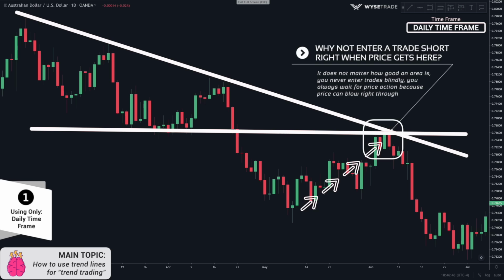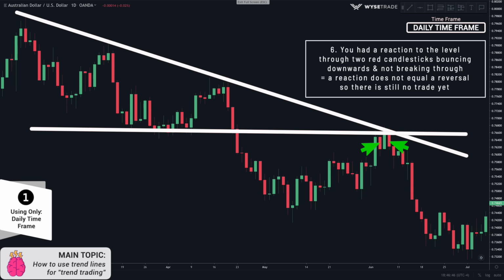So, you then had a reaction to the level through these two red candlesticks not breaking through and bouncing downwards. Now, at this point, there is still no trade short because a reaction to an area does not equal a reversal. It could just bounce or stall at a key area and then still break right through. Do not forget that this is a moving uptrend.